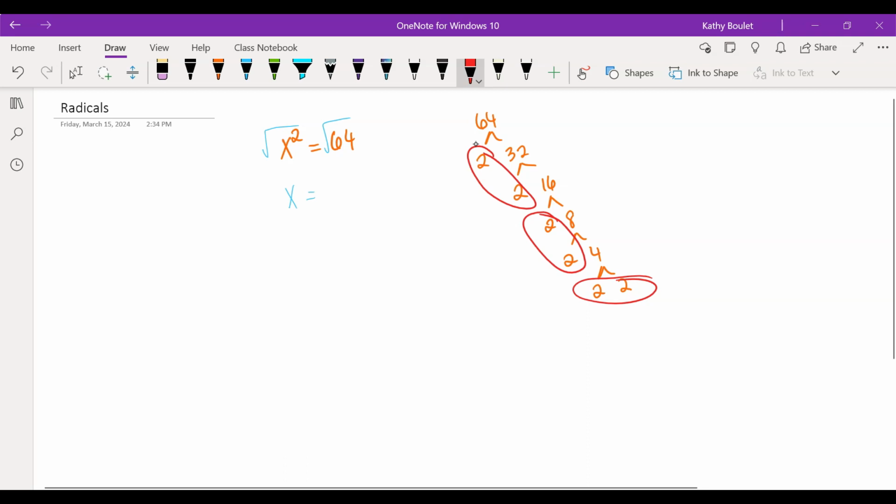So if I were to take the square root of, let's see, 2 times 2 is 4, right? So that means the square root of 4 is 2. So I'm going to take a single 2 out of all of these because I'm really just taking the square root of 4. So now what's 2 times 2 times 2? Well, 2 times 2 is 4. 4 times 2 is 8. So x is equal to 8. So this works every time.